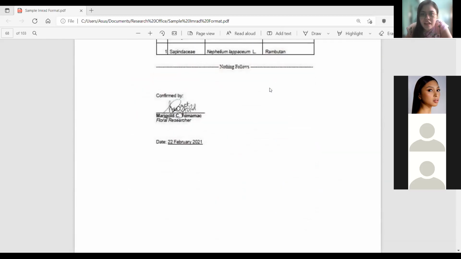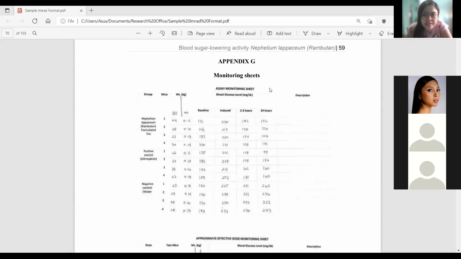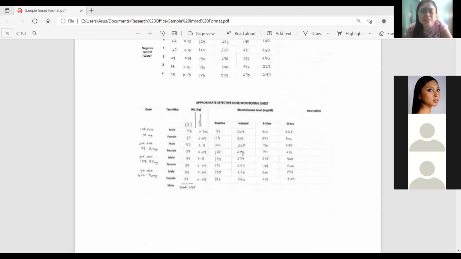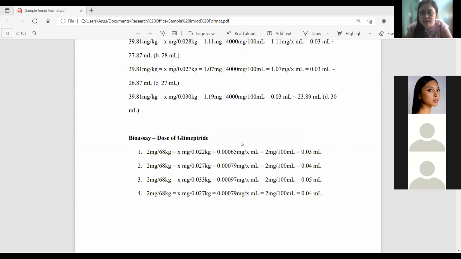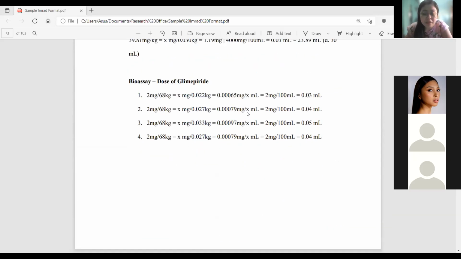Aside from the letters, if your study is experimental, class, you also have to have a monitoring sheet. The monitoring sheet is just a draft, where you will write your results during the experiment. This one is an accomplished monitoring sheet, so the results of their experiment are already written. But for yours, ha, just a draft, because it's still the proposal defense. Okay? And the computations are not included, because those come during the conduct of the experiment.